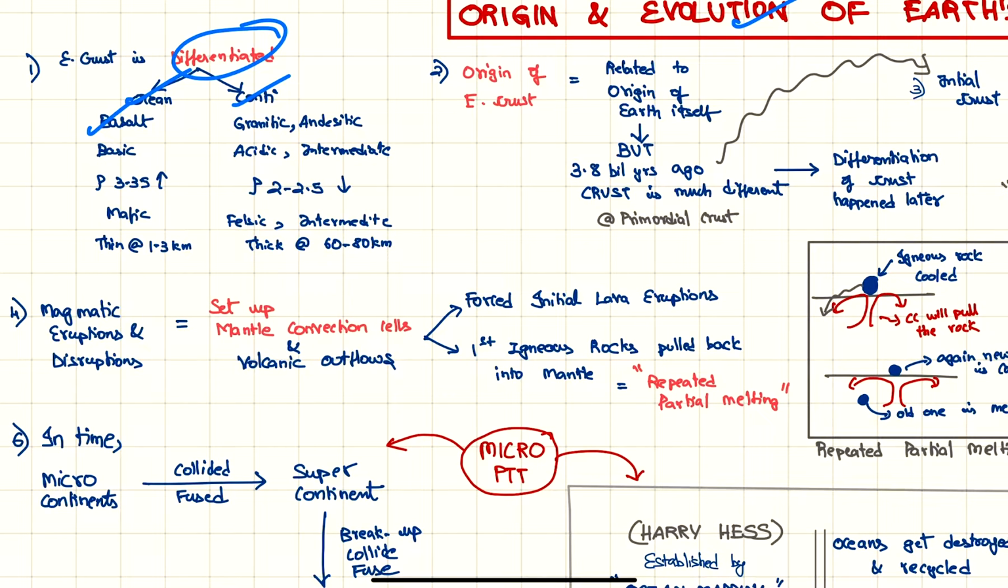This is basaltic, this is granitic and andesitic. This is basic, this is acidic and intermediate. This has a high density of 3 to 3.5, this has a lower density of 2 to 2.5. It is mafic and this is felsic and intermediate, and this is thin, only 1 to 3 kilometers. This is thick, 60 to 80 kilometers.